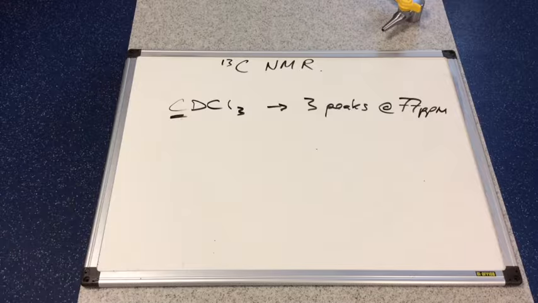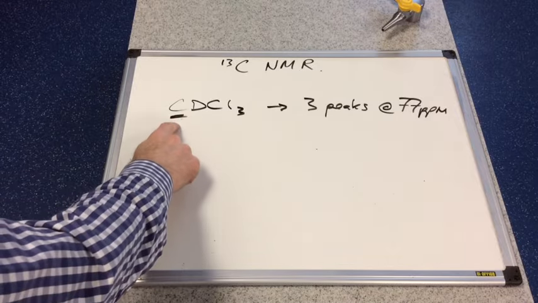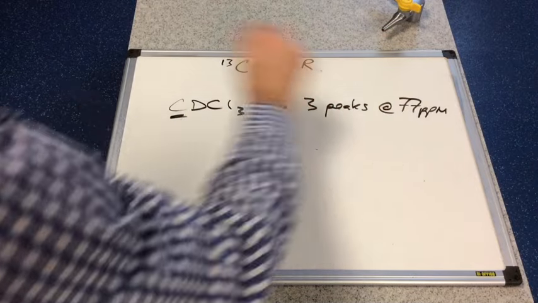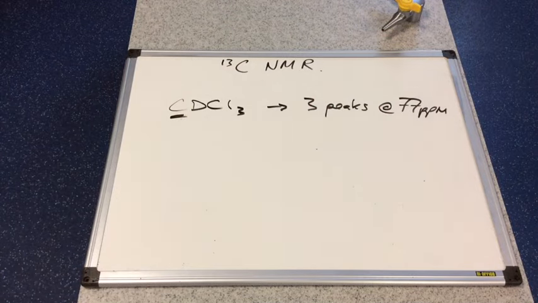I've just managed to find out from the Royal Society of Chemistry website that the carbon in CDCl3 gives 3 peaks at 77 ppm, and so if the machine knows that's from CDCl3, this carbon here, it's just going to delete that from the spectrum and you don't see it.